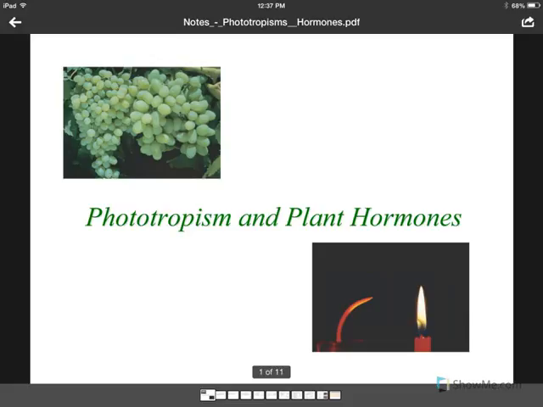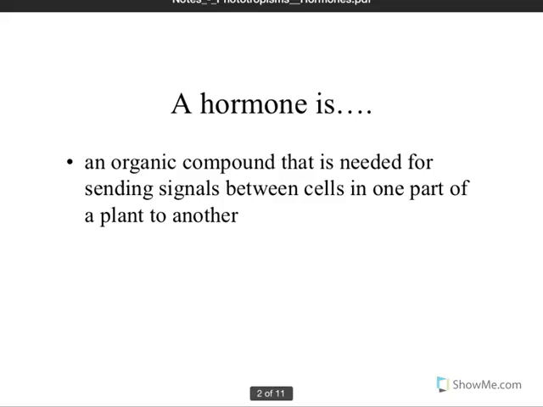So this presentation is going to focus on plant hormones and phototropism. In general, a hormone is an organic compound that's needed for sending signals between cells in one part of a plant to another. So cells can communicate with one another, and it's through the use of hormones.